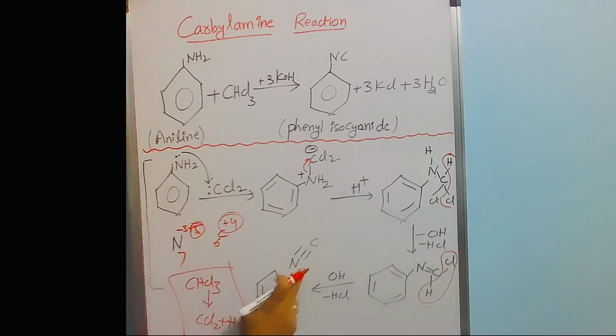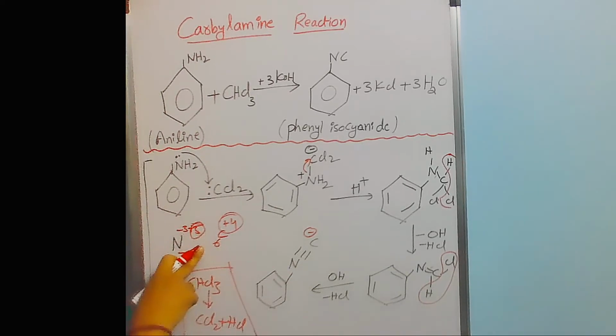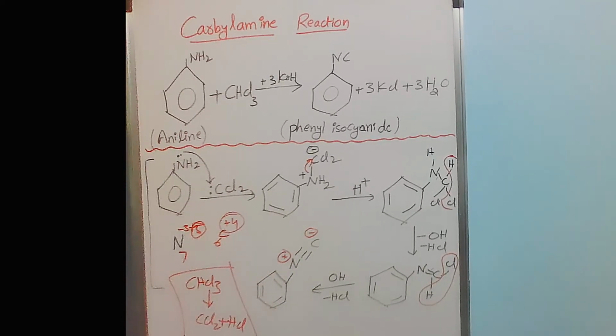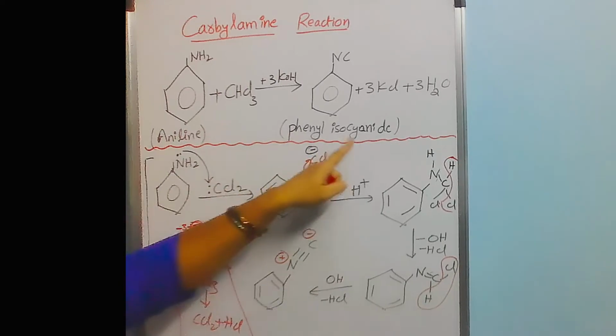Then what do we get? Only C and N. To satisfy the carbon valency, it forms a triple bond, and it gets a negative charge. Now observe the nitrogen valency. Since the atomic number of nitrogen is 7, its valence is -3 and +5. It has formation of 4 bonds, 3 plus 1, so it gets a plus charge. Okay, like this way we can get phenyl isocyanide.